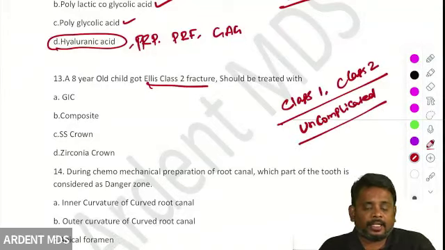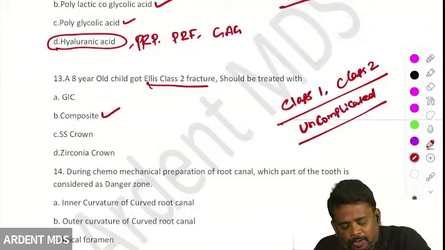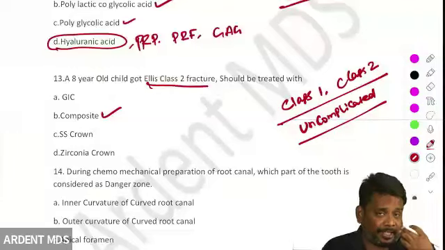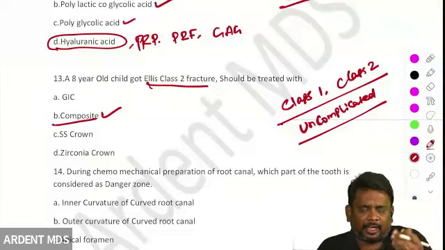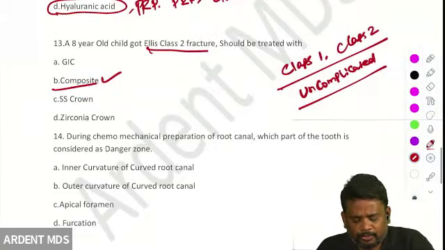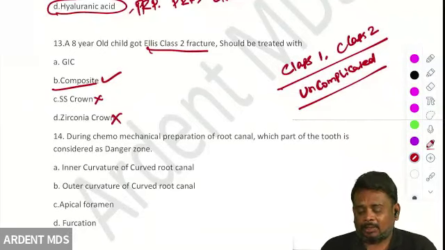For the aesthetic reason, both class 1 and class 2 fractures will be given the composite restoration. Do the shade selection properly. So we'll go for the composite restoration. Again, it is a straightforward question. We won't go for a stainless steel crown or zirconia crown just for an Ellis class 2 fracture.